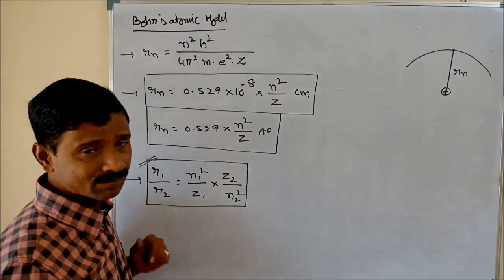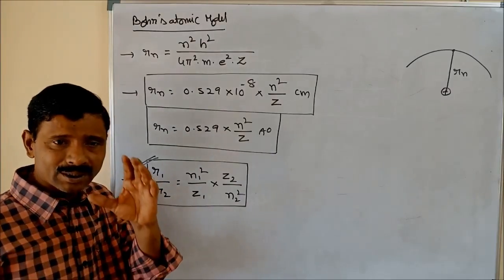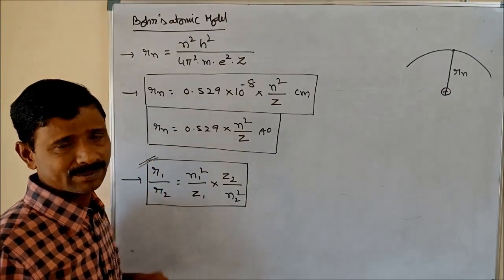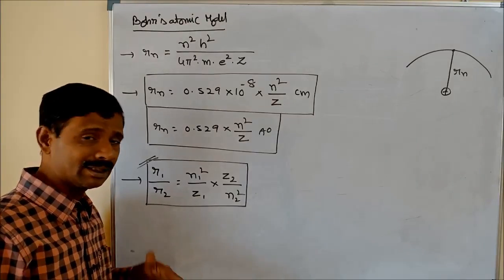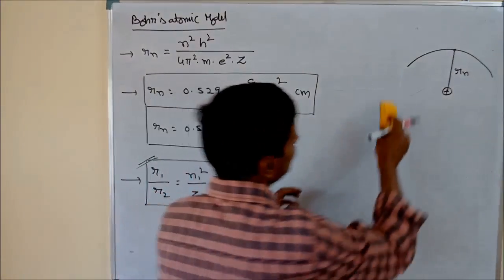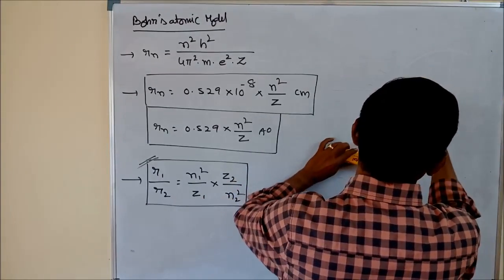Okay, and after that, suppose you observe any two orbits, for example successive orbits, not only successive, you can consider any one. See, for example, here there are two orbits.